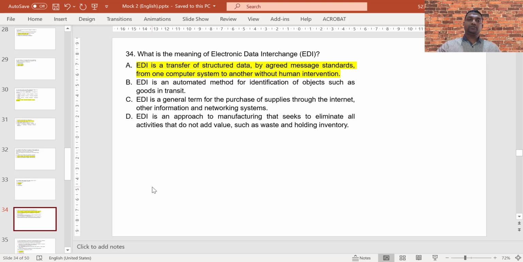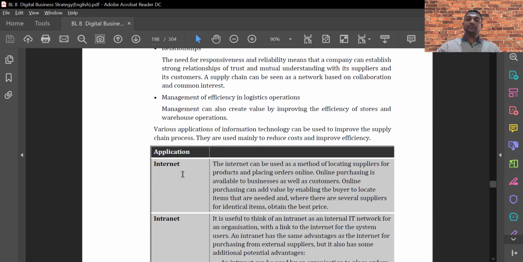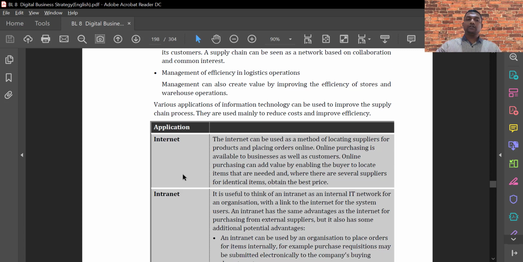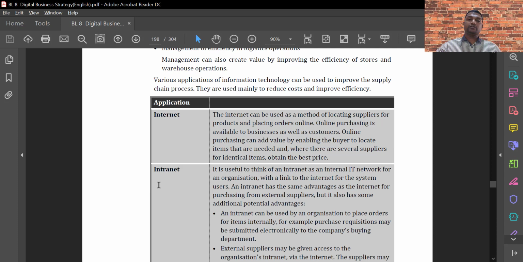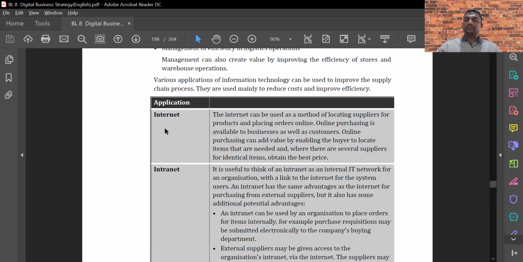Question number 34. What is the meaning of electronic data interchange, EDI? So this question we can look at how this is explained. Various applications of IT can be used to improve the supply chain process, mainly to reduce the cost and improve efficiency. You can see different applications are listed, so let's see a bit of each of these applications.